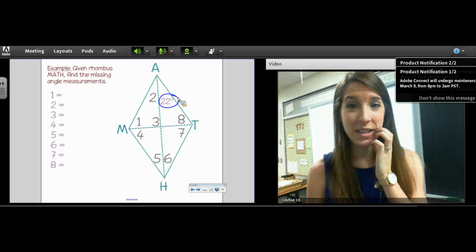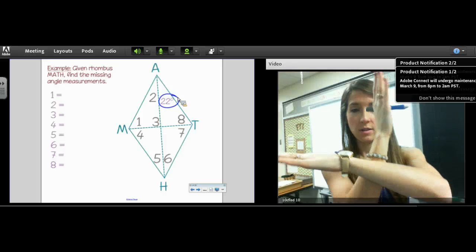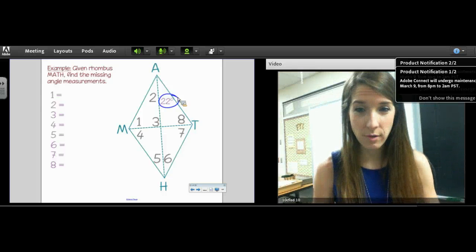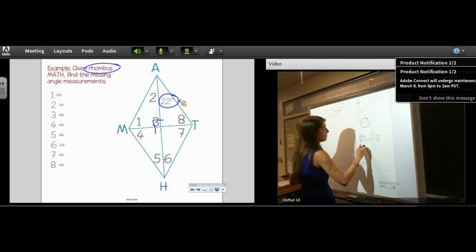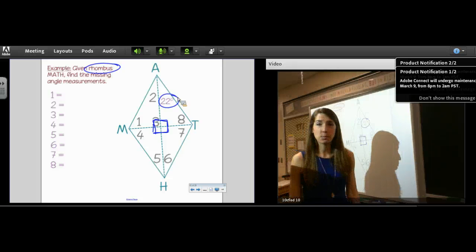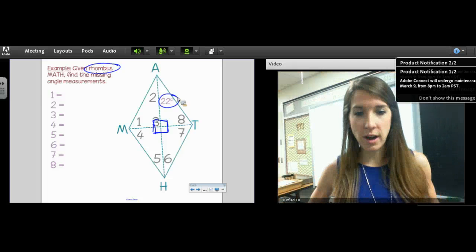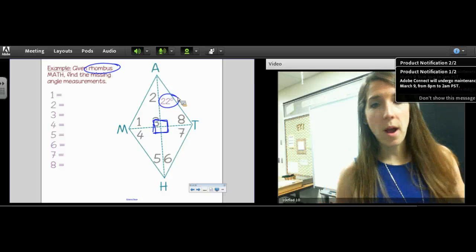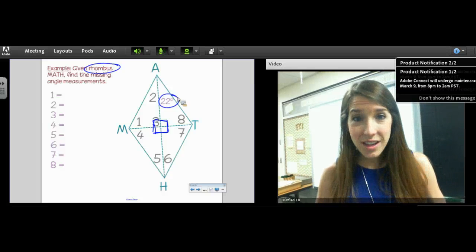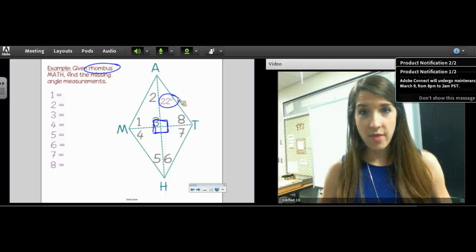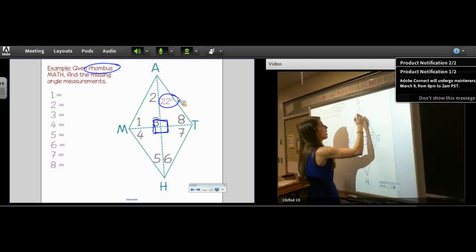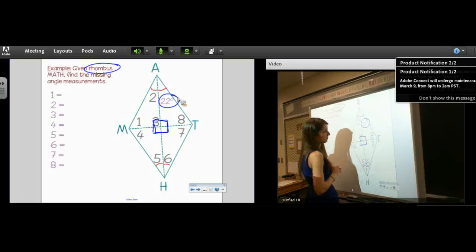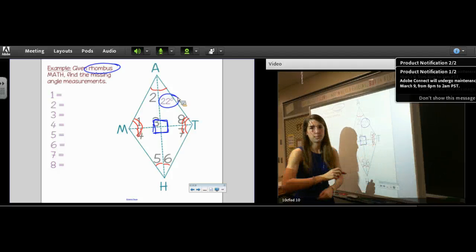One of the properties of a rhombus is that the diagonals are perpendicular. So I know if this is a rhombus, then I can immediately do this, because that's one of his special traits. Another property of a rhombus is that the diagonals bisect the angles. So I get to add something to my picture. Arc, arc, arc, arc. Double arc, double arc, double arc, double arc.